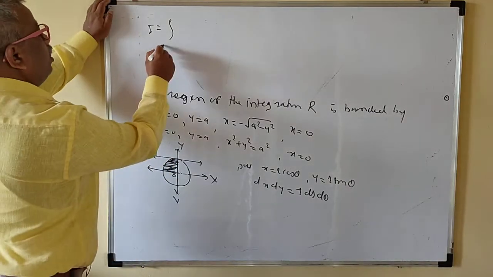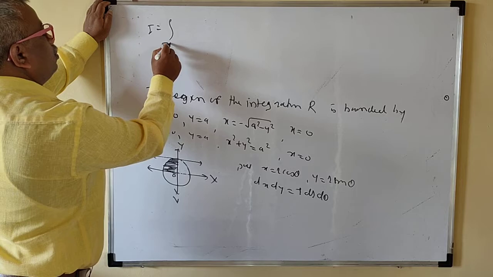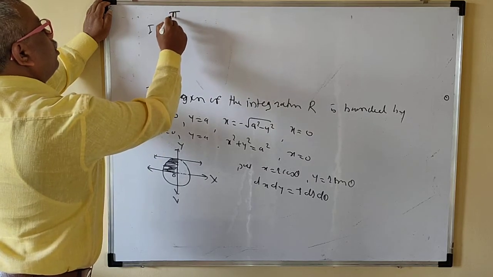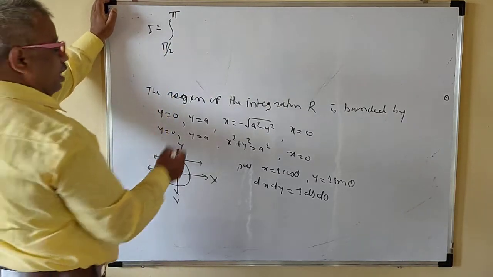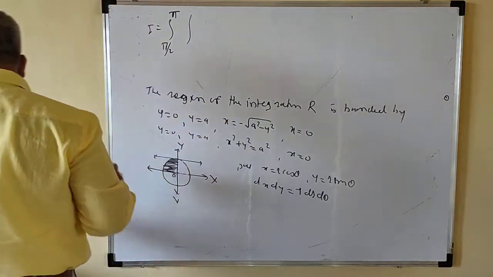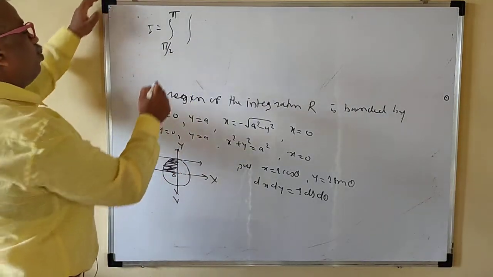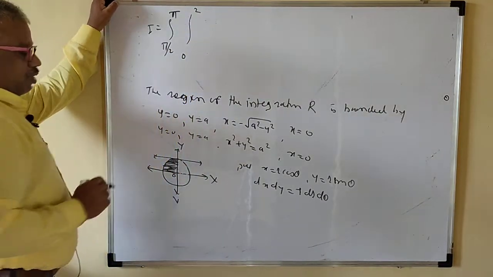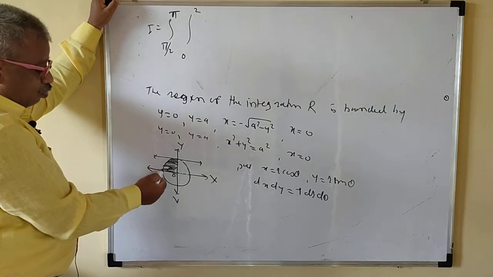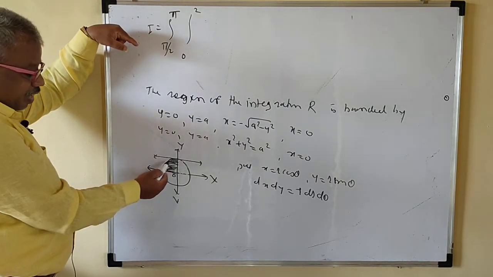This is pi by 2 to pi. And the radius is what? Radius is 0 to a. No problem for radius now. 0 to a. Okay. So here what? Pi by 2 to pi. This is your pi. Pi by 2 to pi.